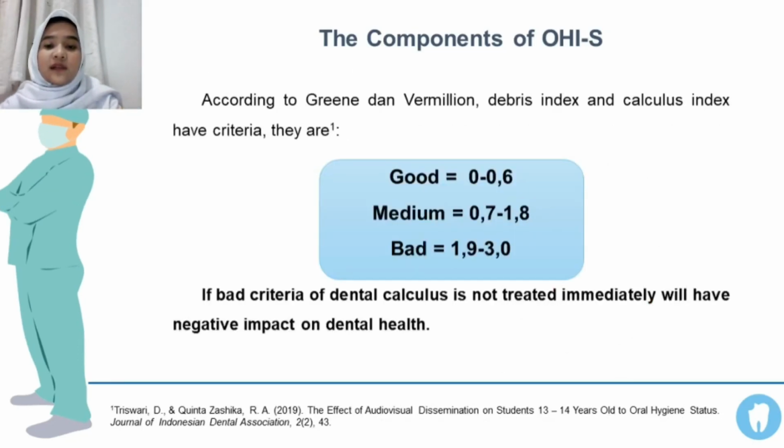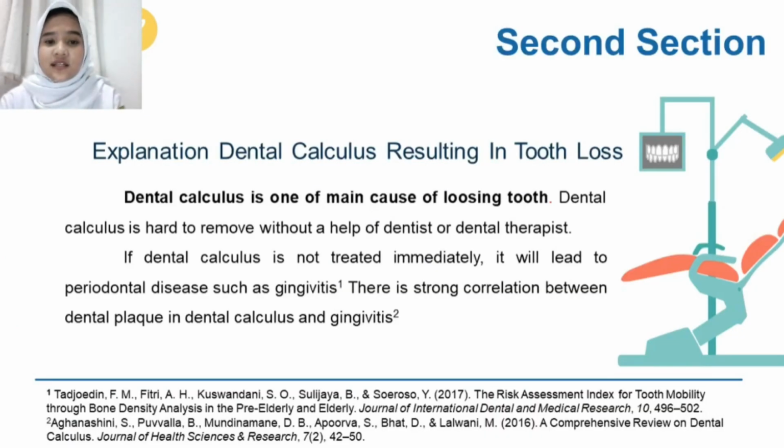According to Greene and Vermeulen, the debris index and calculus index have criteria. Good criteria, score is 0 to 0.6, medium criteria is 0.7 to 1.8, and bad criteria is 1.9 to 3.0. If bad criteria of dental calculus is not treated immediately, will have negative impact on dental health. I would like to move on to explanation dental calculus resulting in tooth loss.